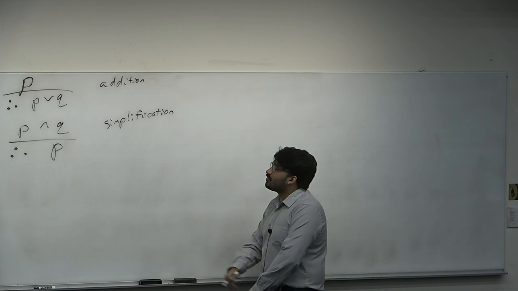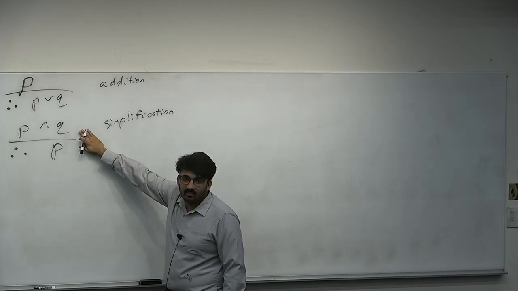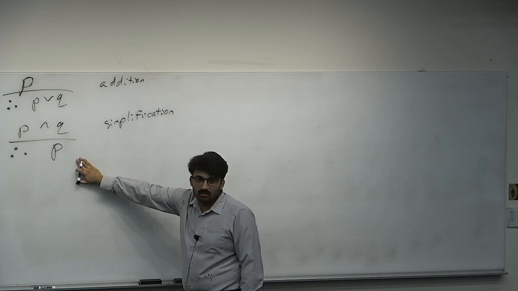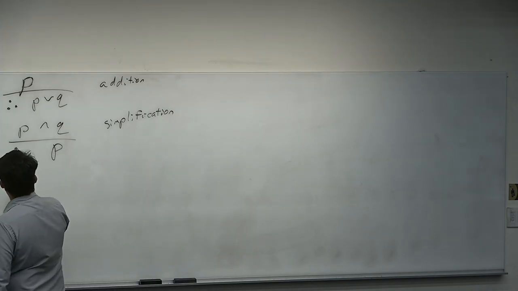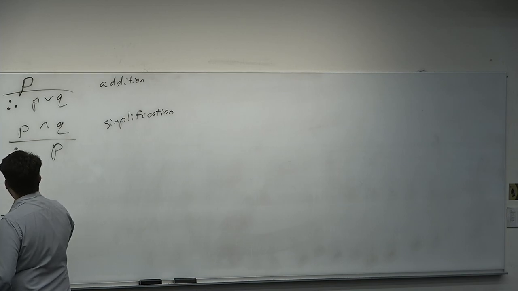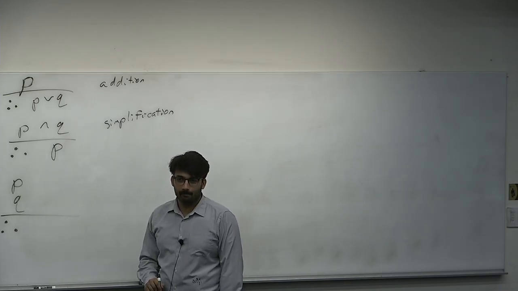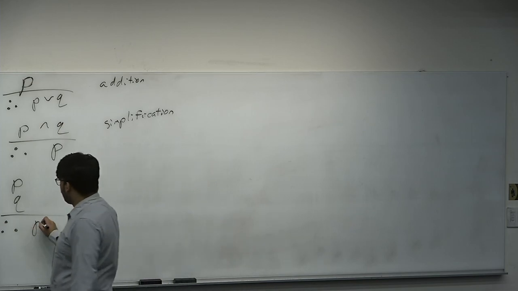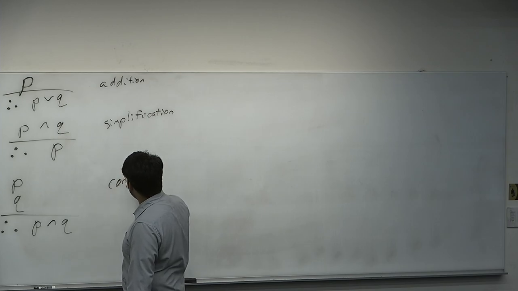So what you could say is something like, I like cats or dogs. And then a detective puts you on the stand and says, so you like dogs, huh? You know, let's simplify. Let's focus on the fact that you like dogs. I don't care about the cats. Right? Simplification. P, Q, therefore, P and Q. This is called conjunction. That one's easy.